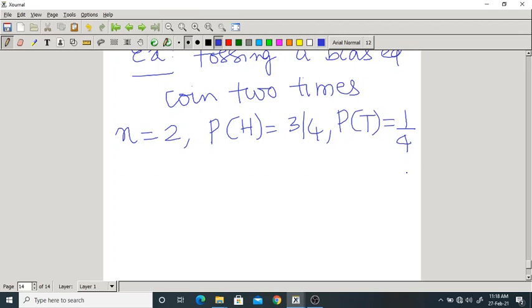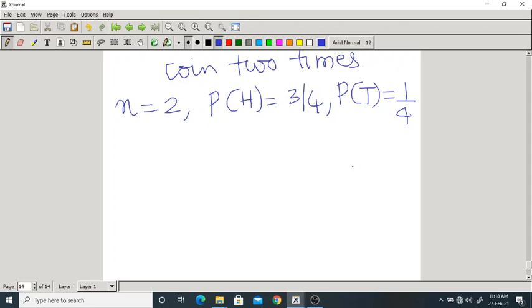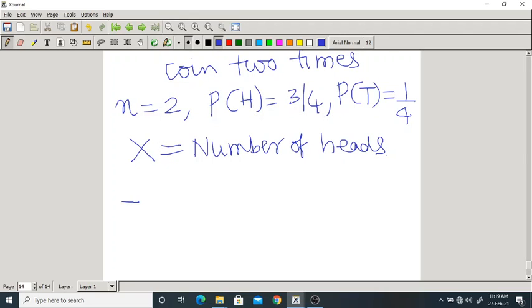If it is a fair coin, the probability of head would be same as tail, that would be 1 by 2. Now, the random variable is defined as number of heads. So first of all, what is the sample space? You are tossing the coin 2 times. Head, head, head, tail, tail, head, tail, tail.